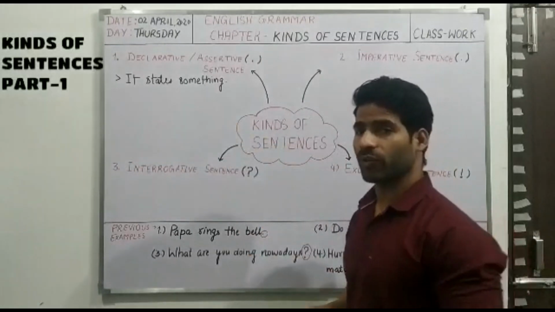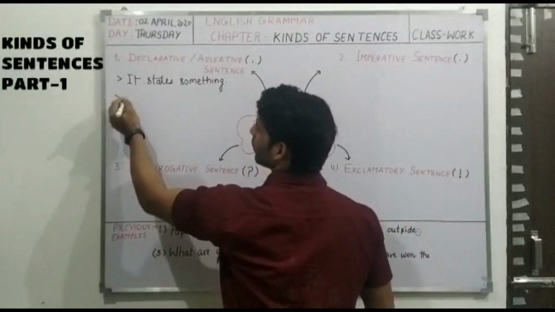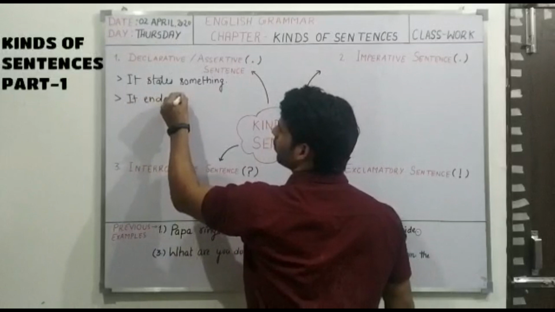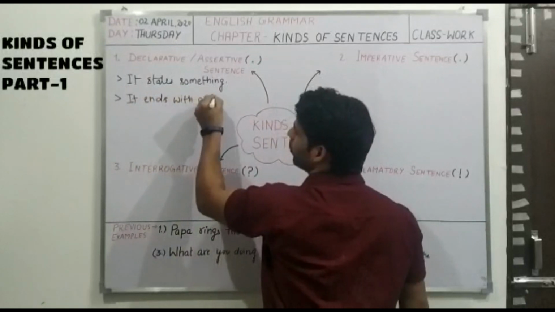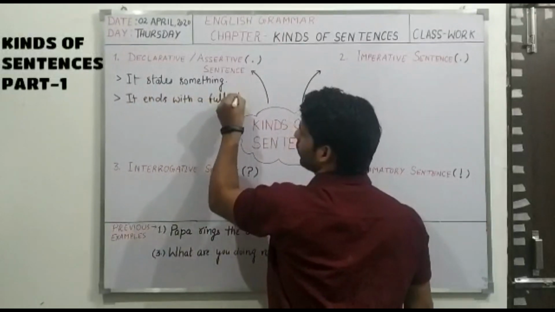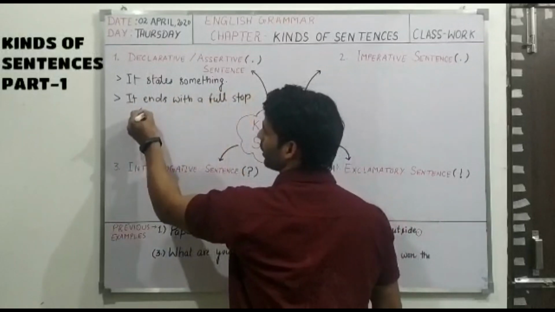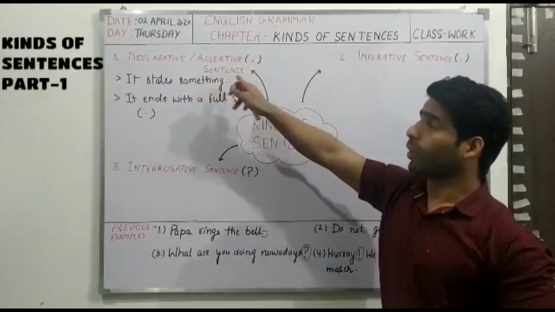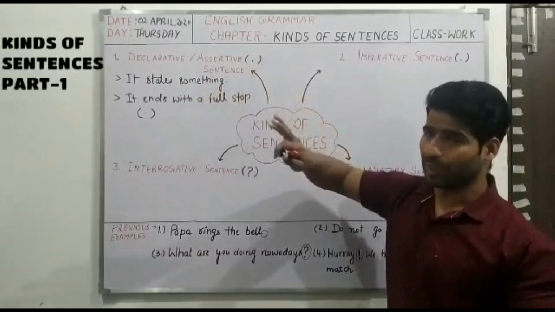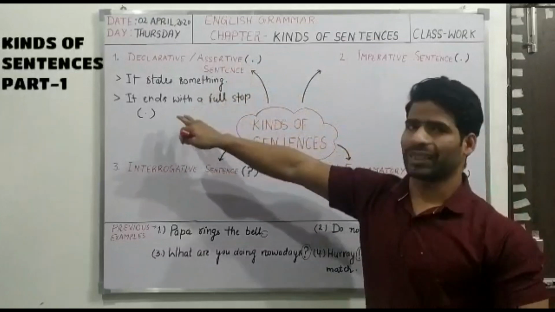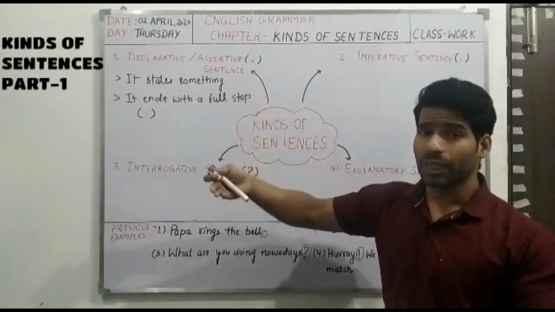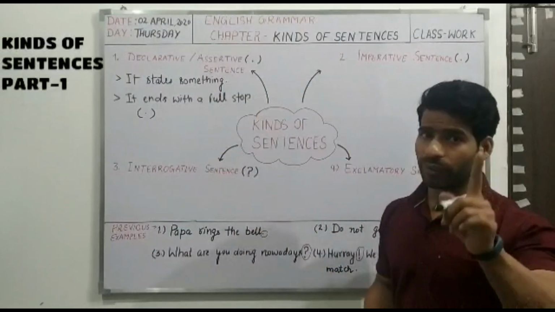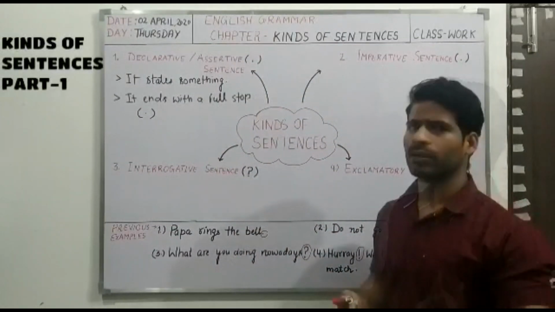Now, the second identification for this is it ends with a full stop. And what a full stop is? Here, as I've also written here, a declarative sentence or assertive sentence both mean the same, and it ends with a full stop. So that is the basic identification. But many of the sentences which are not declarative can also end with a full stop. So do remember this point.